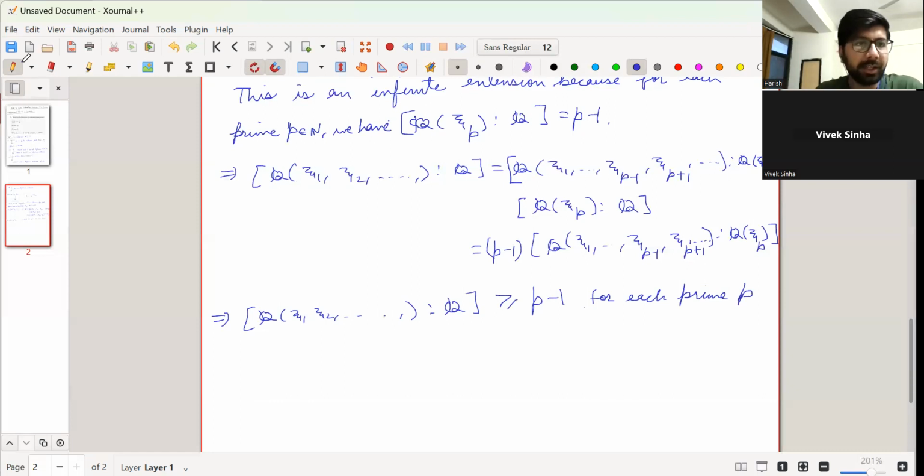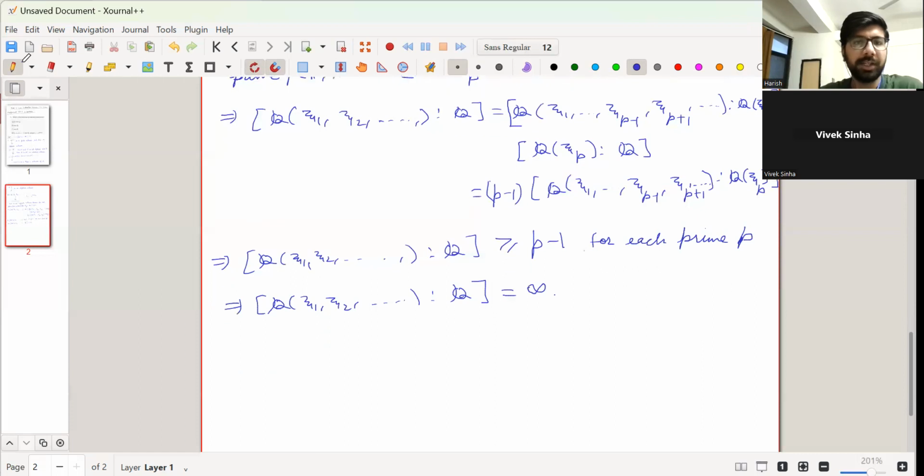right? And for each number n, you have a prime greater than n, and this implies that this is infinity, right? You get it? Why? Because if it is finite, say its degree is n, then you can find a prime greater than or equal to n plus 1, and then this condition will be violated. You can find a prime greater than any number, right? So that's why it's never going to be a finite number, because once it is finite, you can find a prime which is greater than that number, and this condition is violated. So it's going to be an infinite extension.